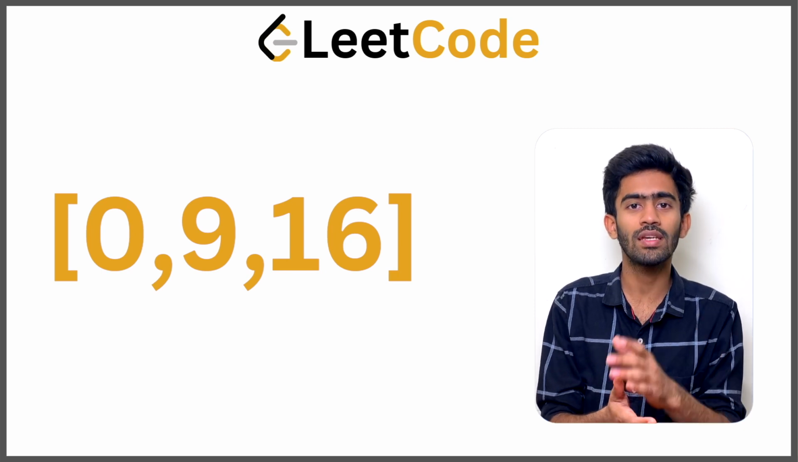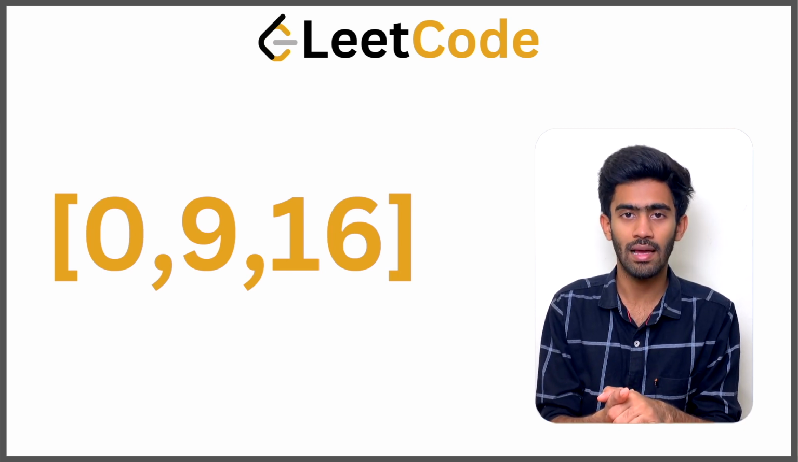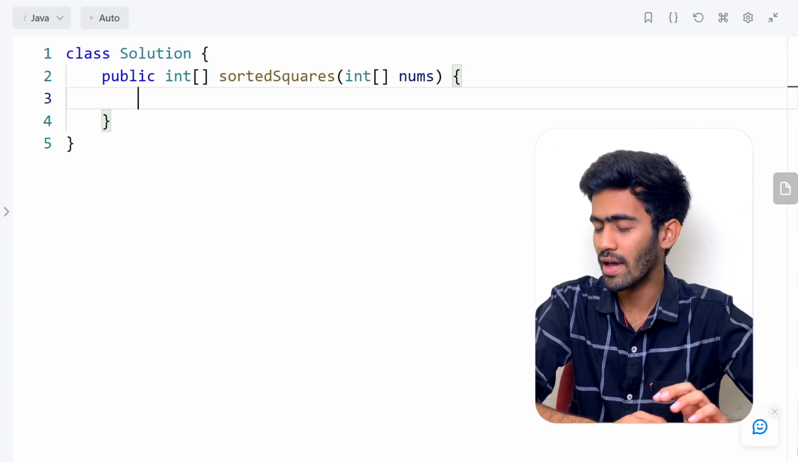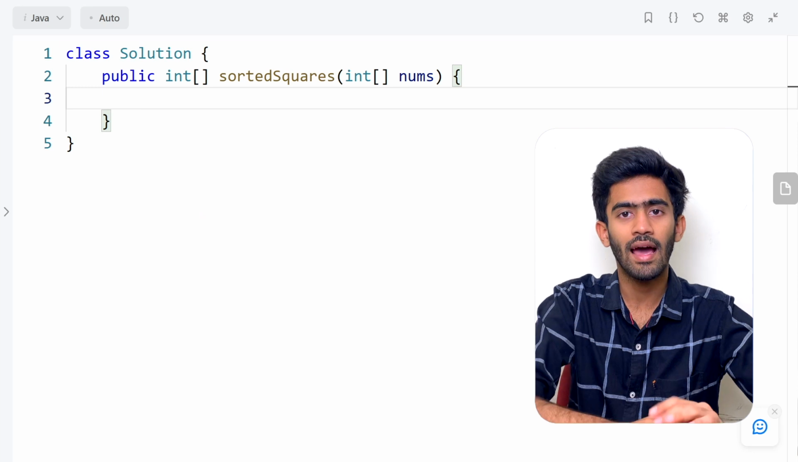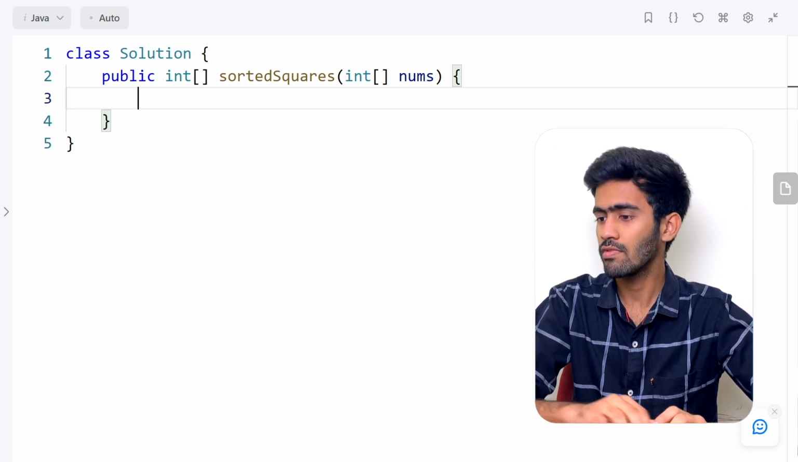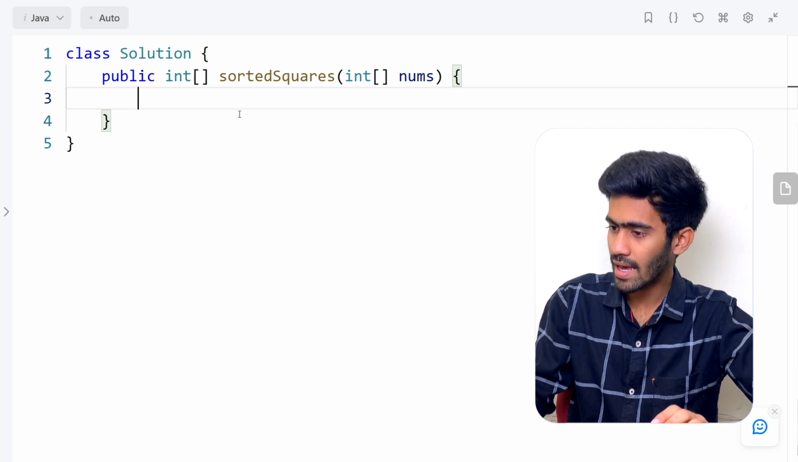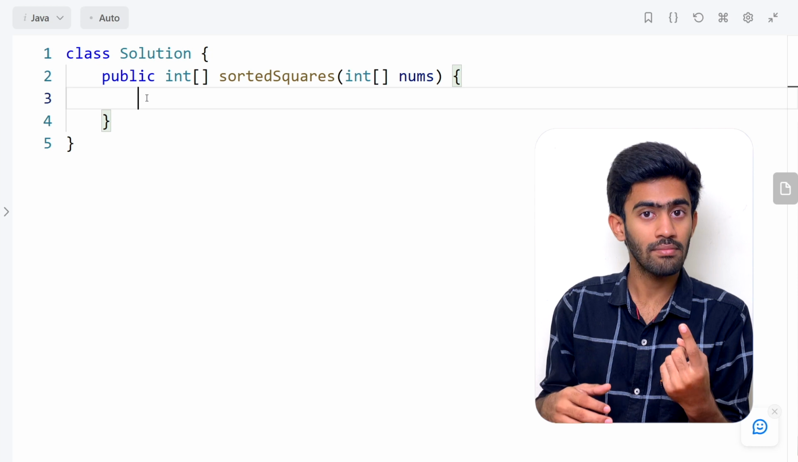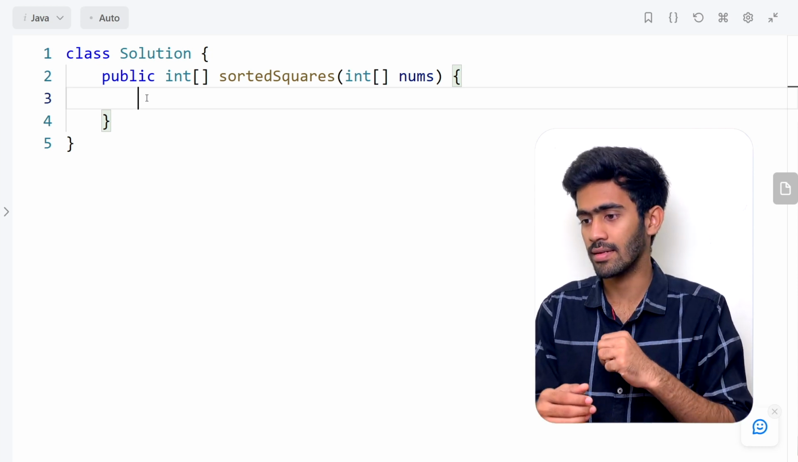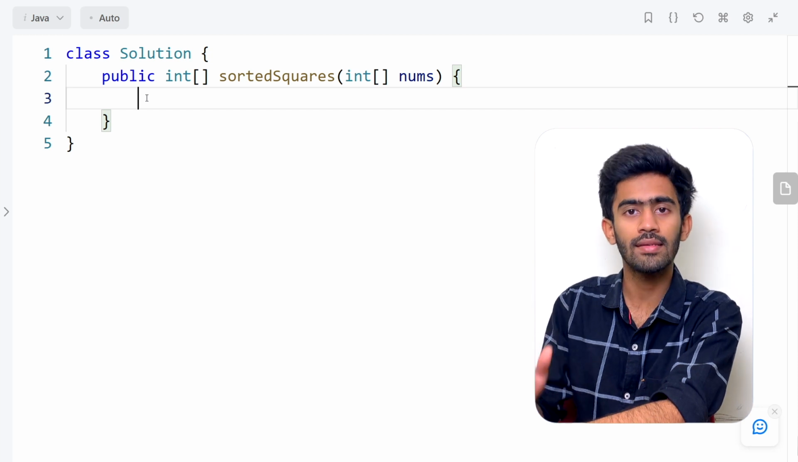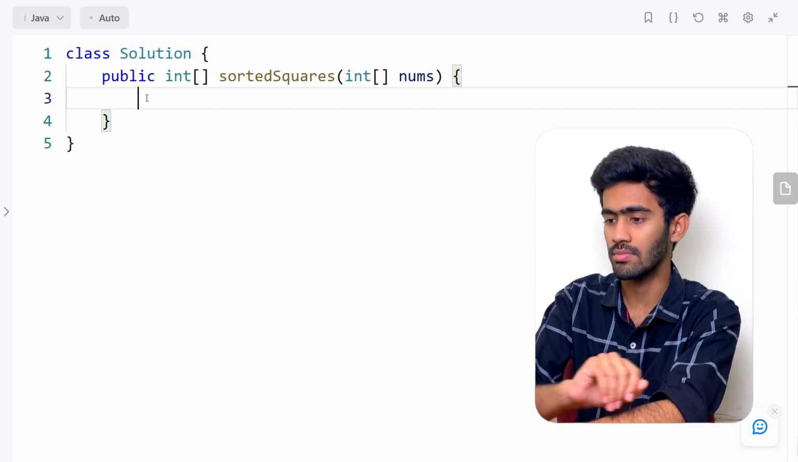So let's go to Leetcode and complete this algorithm. Here we are given a function named sortedSquares, and it takes an argument nums, which is an integer array as input. We should return an array as output, but as we know, we should first square it, sort it and then return it. So let us first start by traversing this array and squaring each number.